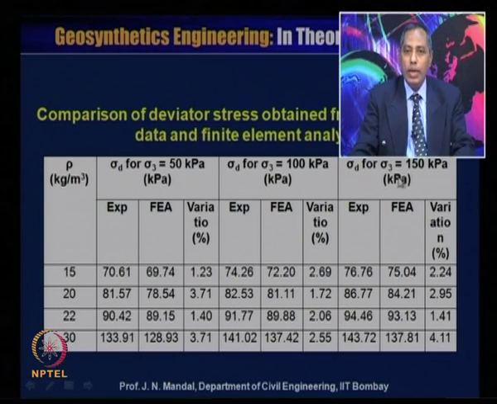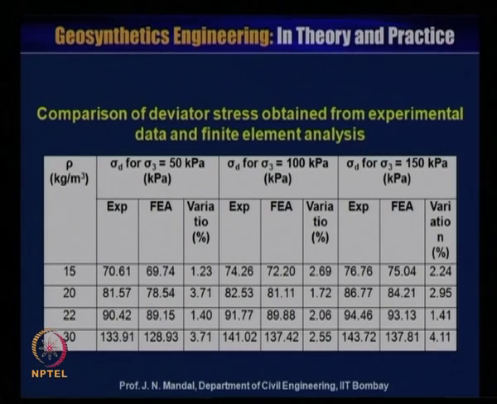Here when the confining pressure is 150 kilopascal, the deviator stress is 76.76, and for the finite element analysis 75.04, so variation is 2.24%. So it is well matching between the experimental and finite element method in all cases of density that we have observed.